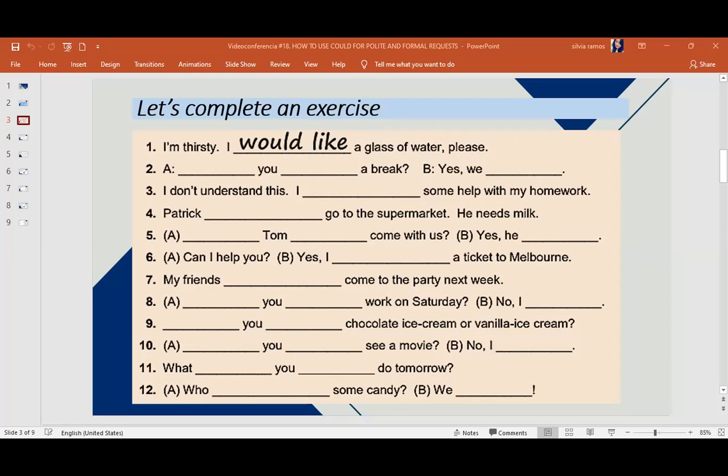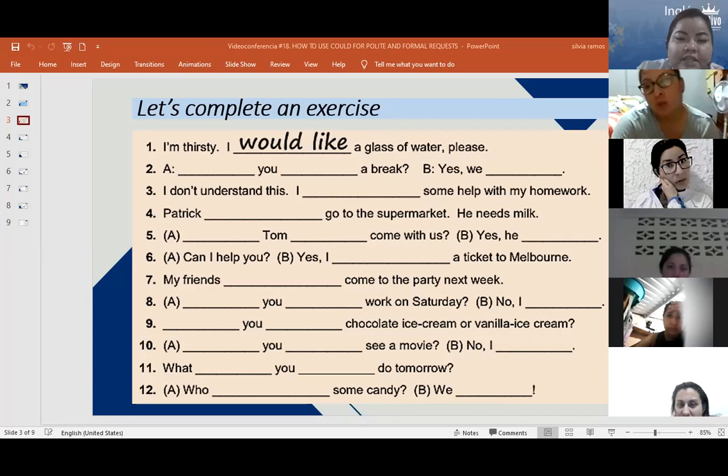Number two, teacher. Okay. Do you like a break? Oh, but we're not using right now a simple present. We're using would like or okay. Would like to, exactly. Entonces sería, would you like a break? Yes, we like. Okay, but we're gonna check, vamos a ver las respuestas entre todos. En un momento. Okay, teacher. Sí.